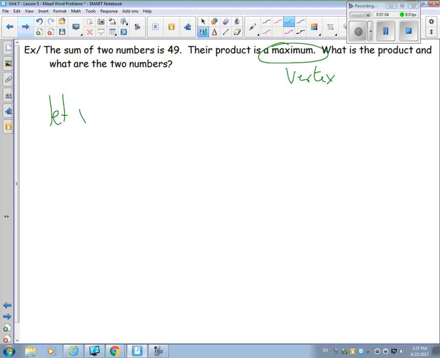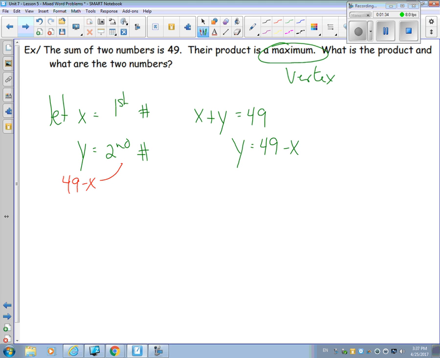So let x equal the first number. Well, if I make y be the second number, I know together they have to add up to 49. So x plus y is 49. Or in other words, y is 49 minus x. It's much easier to work with one variable than it is with two. So let's use my two variables as x and, if you would, 49 minus x. That's my second number.